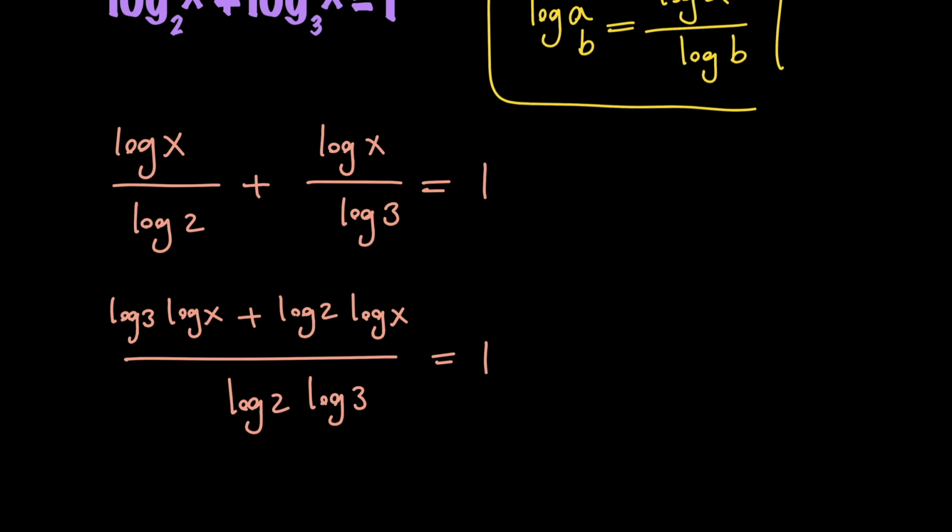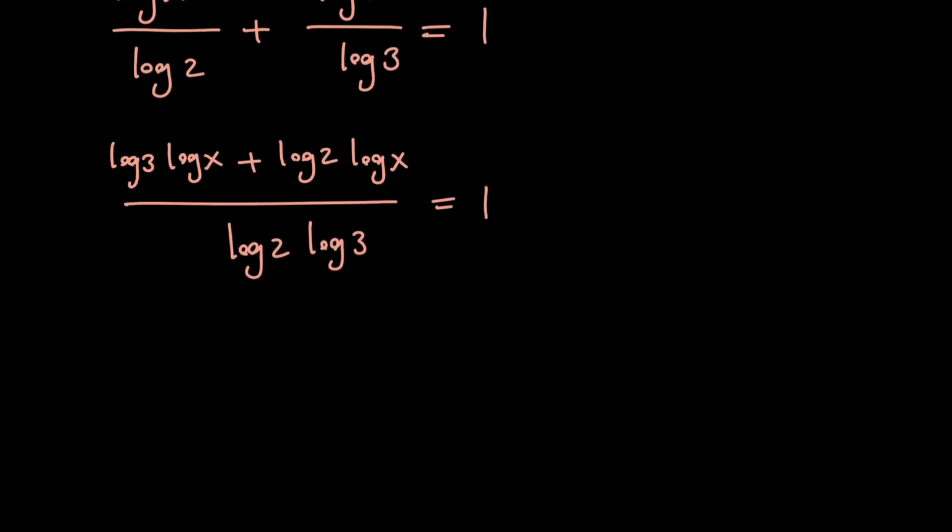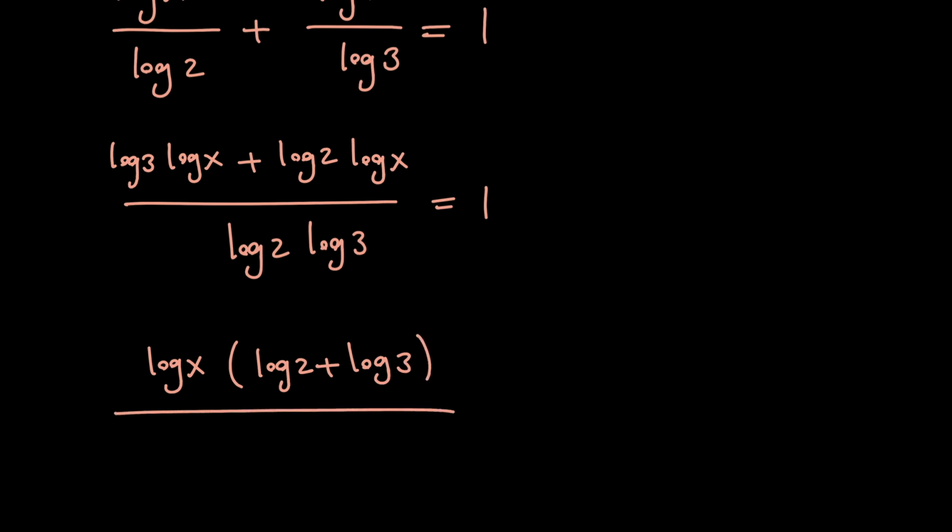Cool. Next, let's go ahead and factor out log x on the top. So we're going to have log x times log 2 plus log 3. And this is divided by log 2 times log 3. And the fraction is equal to 1.